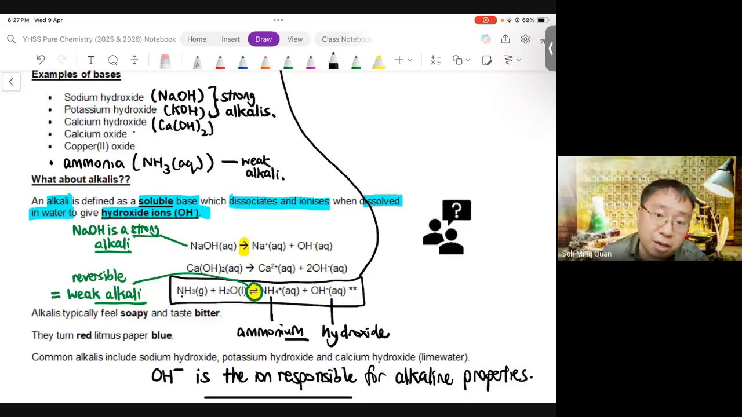And finally, we ended off with what is an alkali. Alkalis must dissolve in water. When they dissolve in water, the alkalis dissociate and ionize to give hydroxide ions, because OH minus is the ion responsible for alkaline properties. All right, and with that, let me just conclude the lesson here.